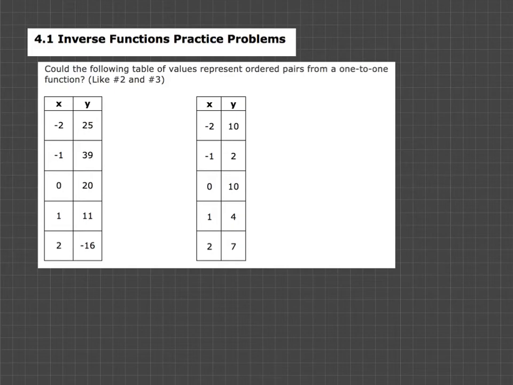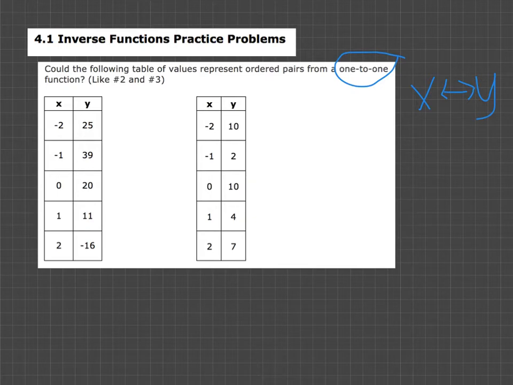Now we have some practice problems that are like assignment problems. First of all, assignment problem number 2 and number 3. We're looking at tables of values representing ordered pairs, and we want to know, do these represent one-to-one functions? What we want to remember is that a one-to-one function has a relationship of just one x with one y. So for every y value, there is only one x value. There's no doubling up going either direction.